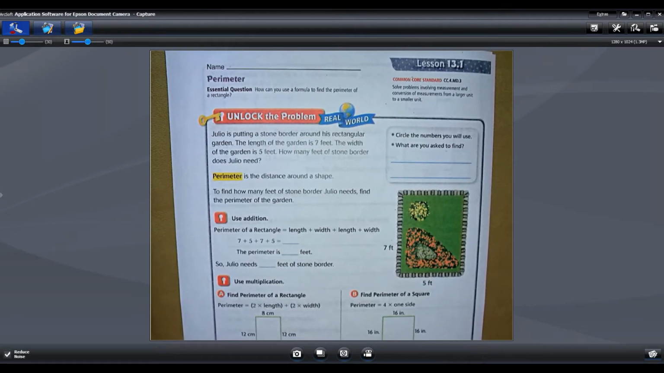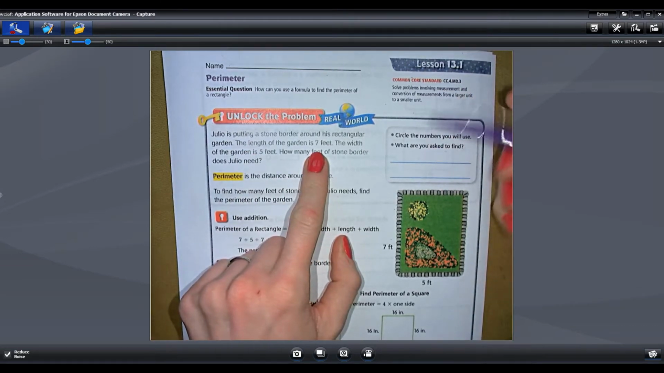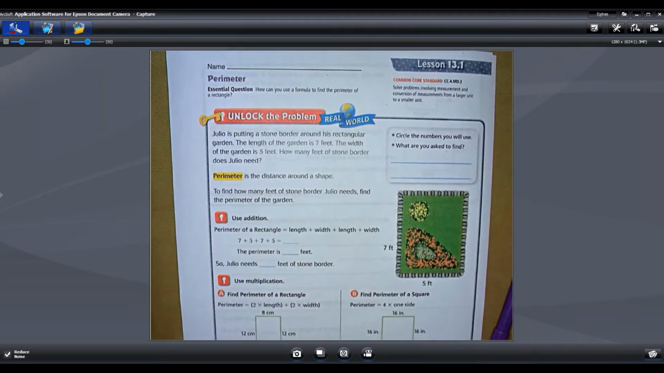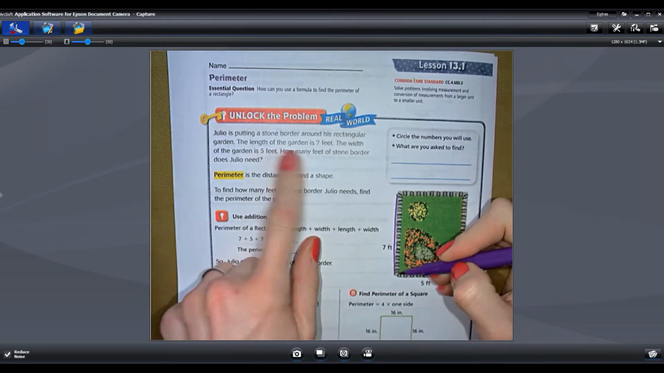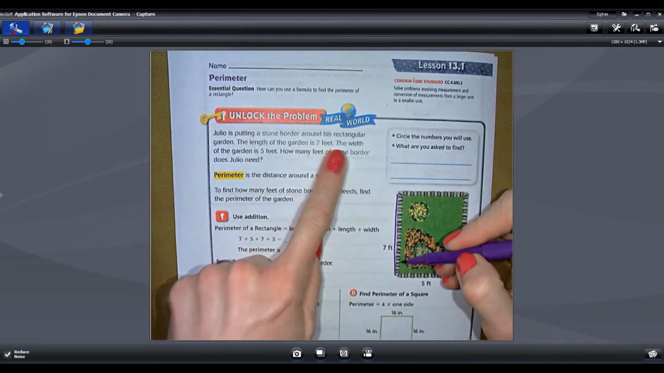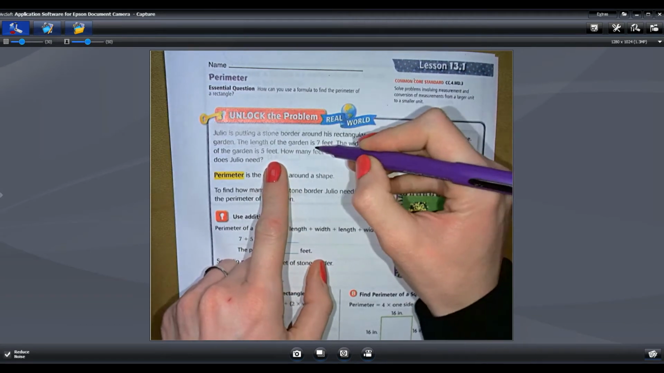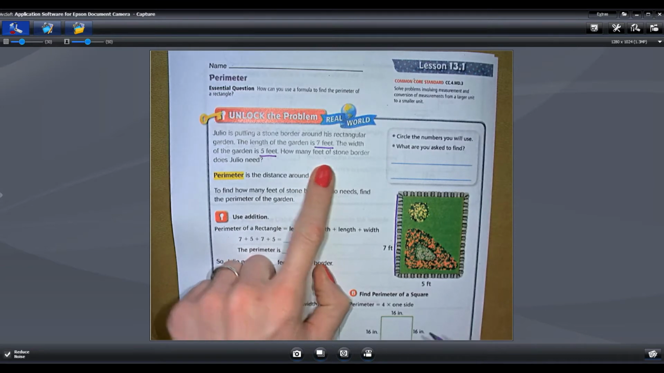Julio is putting a stone border around his rectangular garden. The length of the garden is 7 feet. The length is how long it is, like your hair: how long is your hair? It falls this way, so when we talk about the length, we're talking about going down this way. The width, how wide it is, is 5 feet. How many feet of stone border does Julio need?